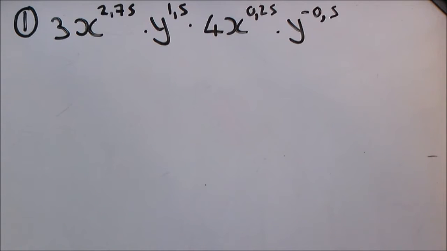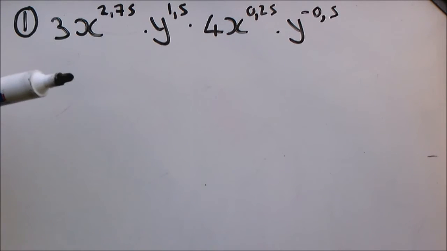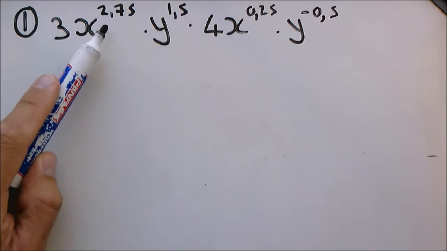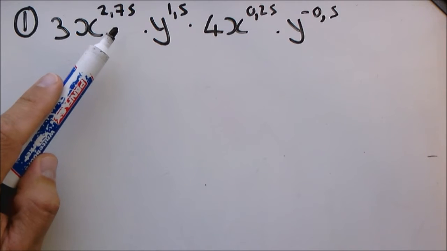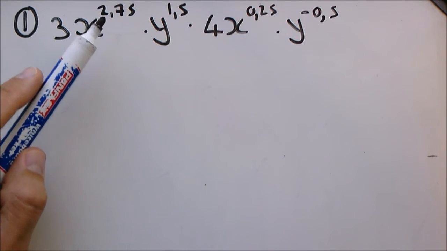Okay, so the first example is, you can see there, whenever you have exponents as decimals, it's always advisable to write them down as fractions. And if you have something like 1.5 and 2.75, which will end up as a mixed number, write it as an improper fraction. It will help you tremendously.